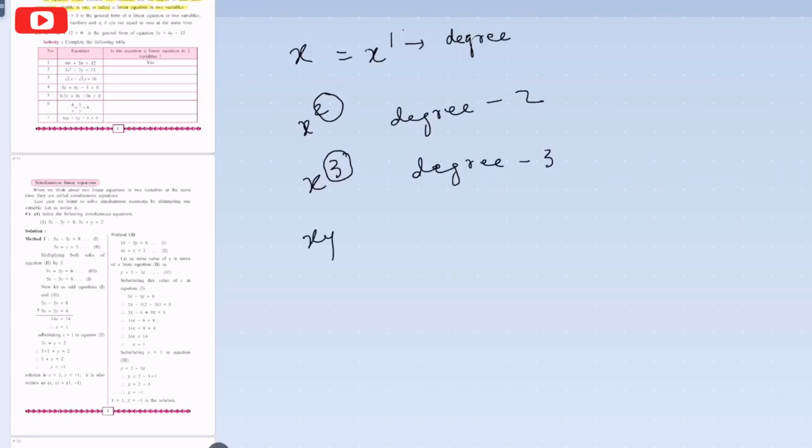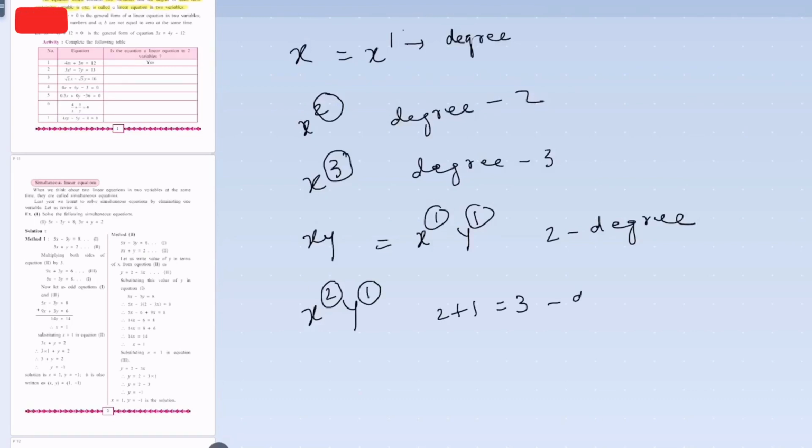Now see x into y. Both x and y are variables. This can be written as x raised to 1 into y raised to 1. 1 plus 1 equals 2, so 2 is the degree of xy. x square y: the index of x is 2, y can be written as y raised to 1, so 2 plus 1 is 3. So 3 is the degree of x square into y.